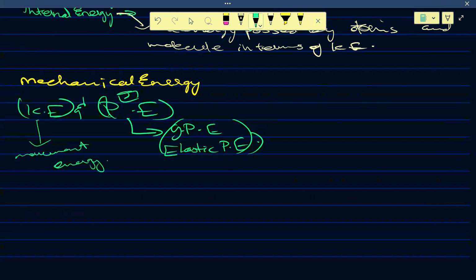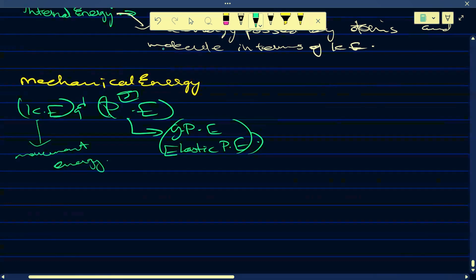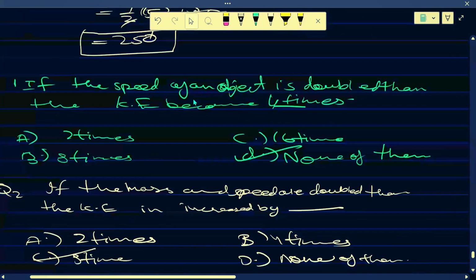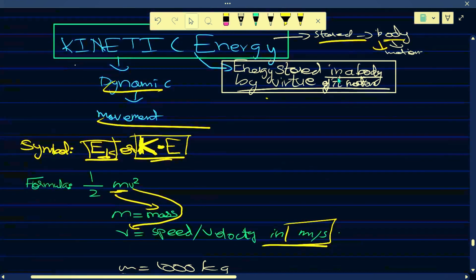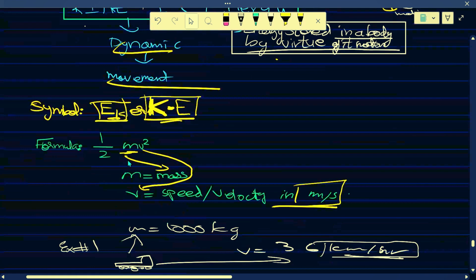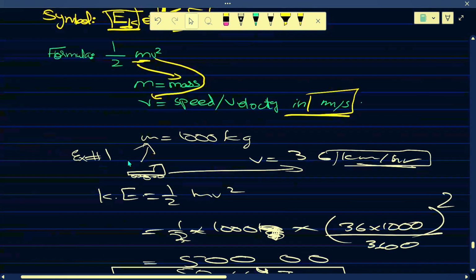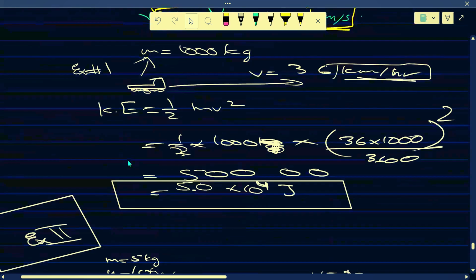So that's it for today, guys. I hope you have got the main ideas in this lecture. We have covered until now the kinetic energy: the energy stored in a body by virtue of its motion. Kinetic means dynamic, means movement. Symbol is KE, formula is 1/2 mv squared, where m stands for mass and v stands for speed. And we have done some examples.